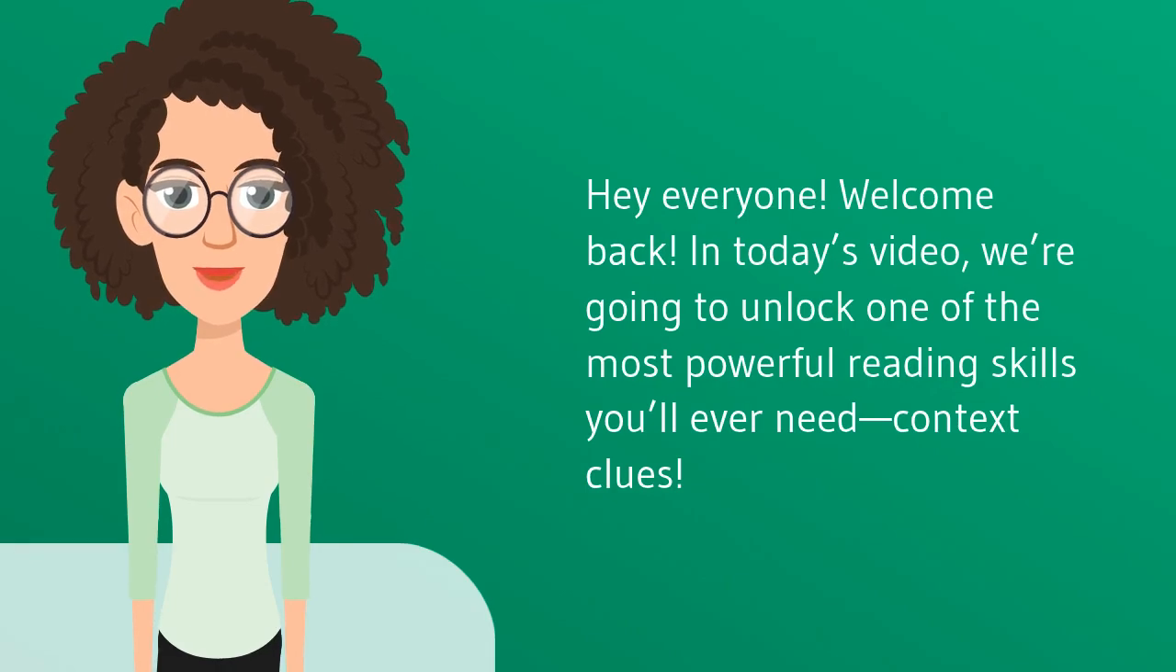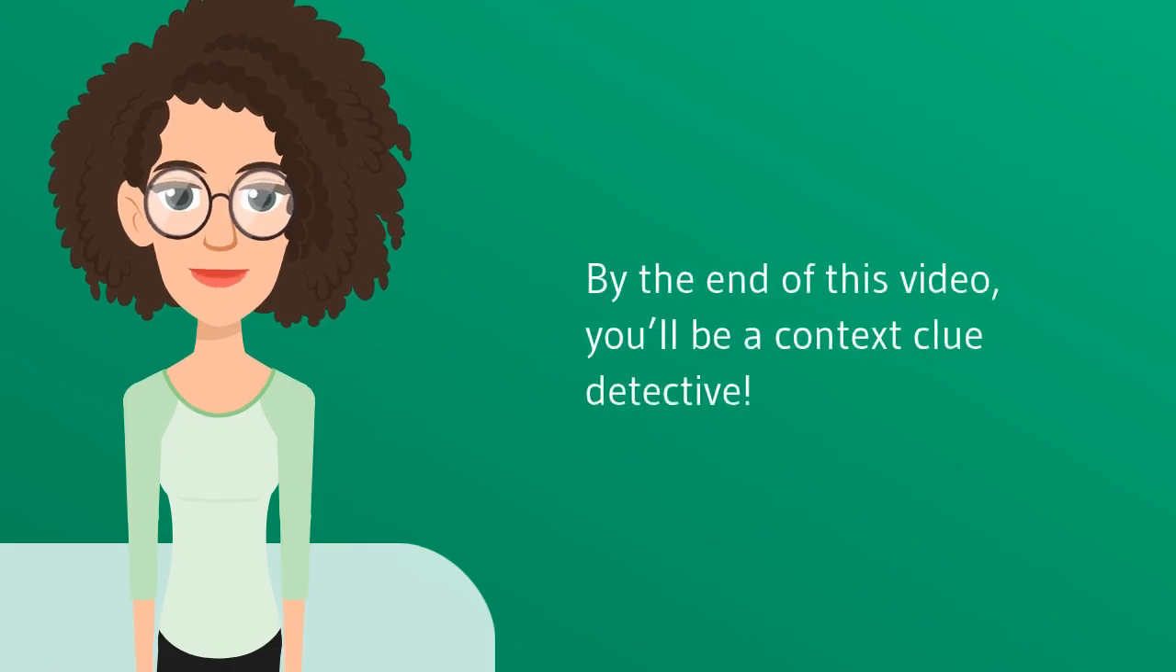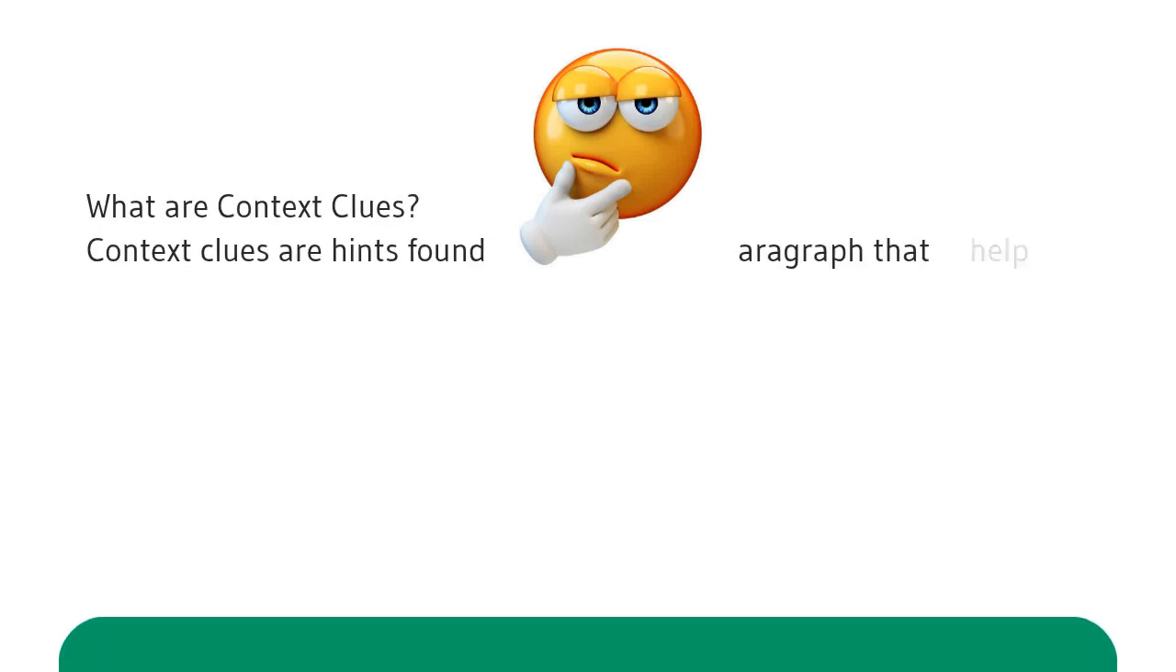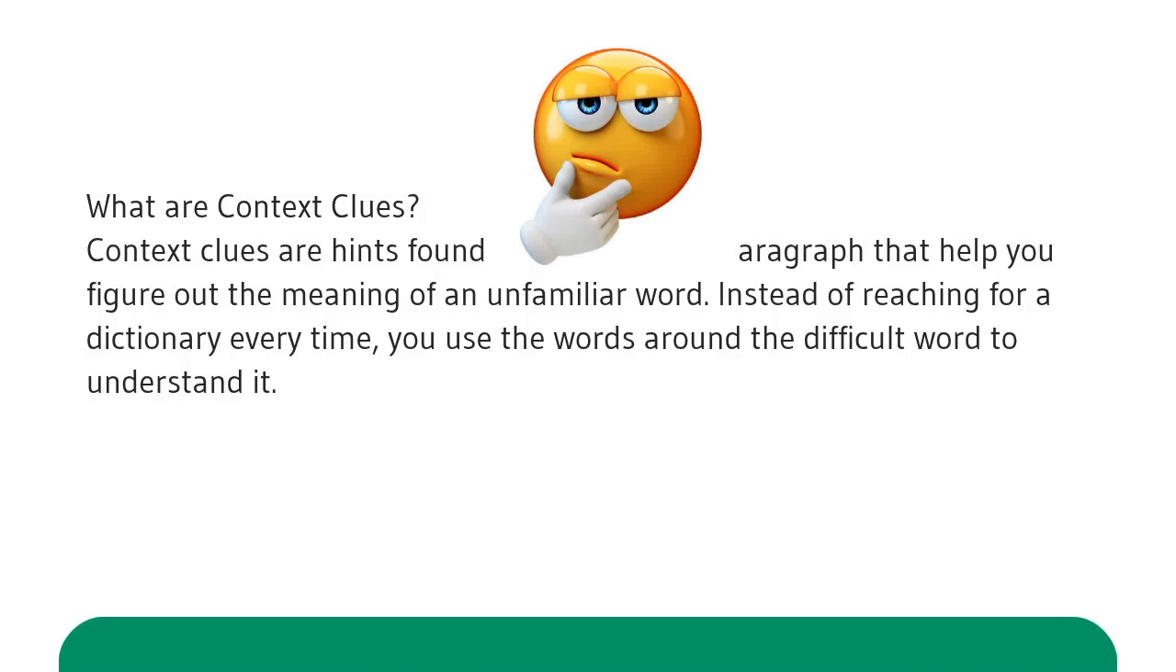In today's video, we're going to unlock one of the most powerful reading skills you'll ever need, context clues. By the end of this video, you'll be a context clue detective. But what are context clues? Context clues are hints found in a sentence or paragraph that help you figure out the meaning of an unfamiliar word. Instead of reaching for a dictionary every time, you use the words around the difficult word to understand it.